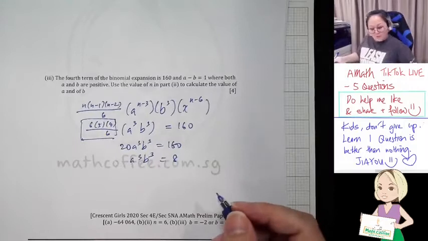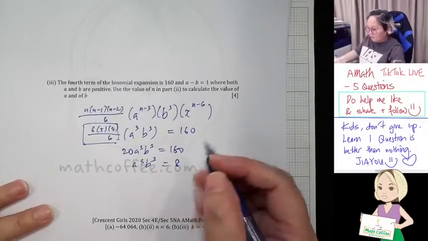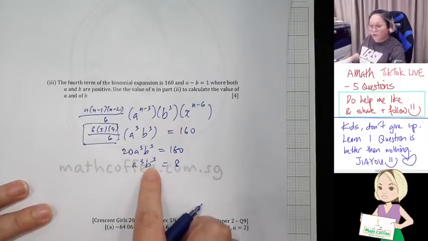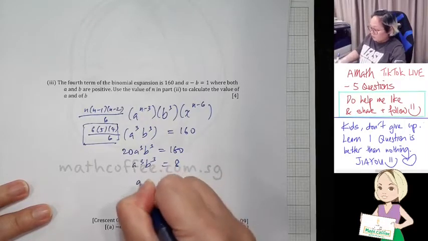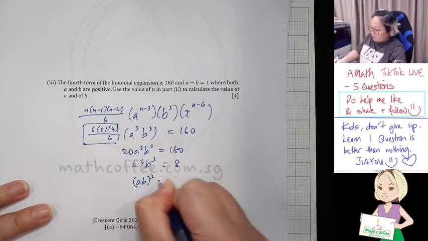Okay? And after that, I'm going to solve. See kids, this one a cubed b cubed, what are you going to do? The trick is to do just ab cubed equals 8.